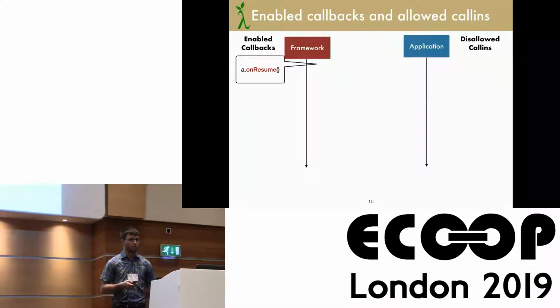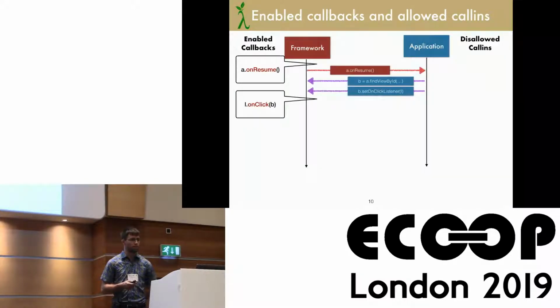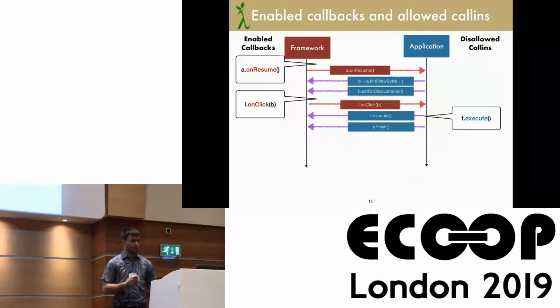We start with an onResume callback that's enabled. We can select one of these enabled callbacks non-deterministically and invoke it. As a result of this, we get the onClick that is enabled due to the set onClickListener. That can be selected from that enabled set. And at this point, the execute is called. And the property is that it can't be called twice, so we add it to this disallowed set.